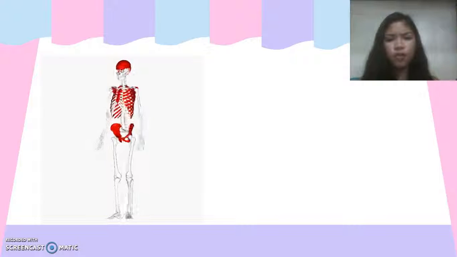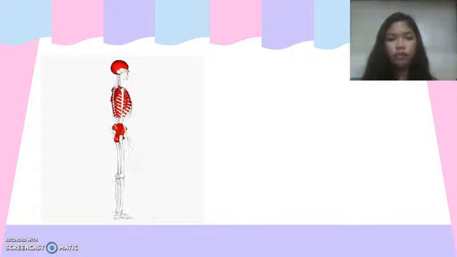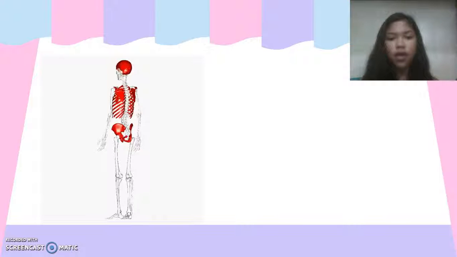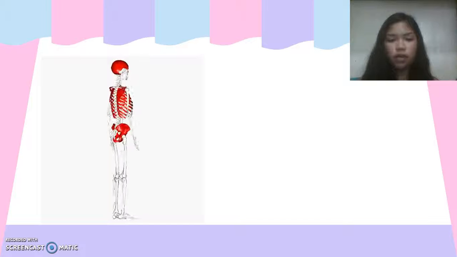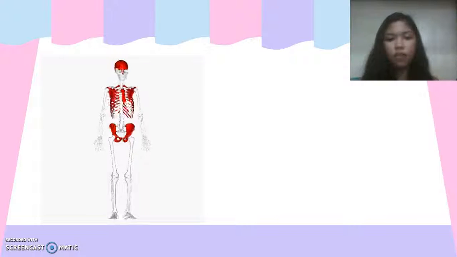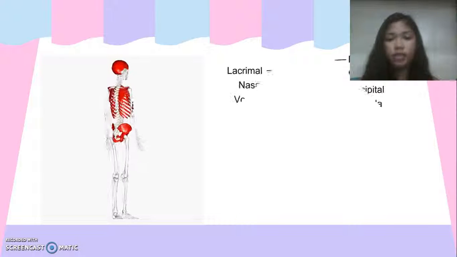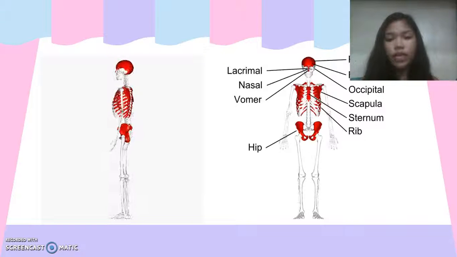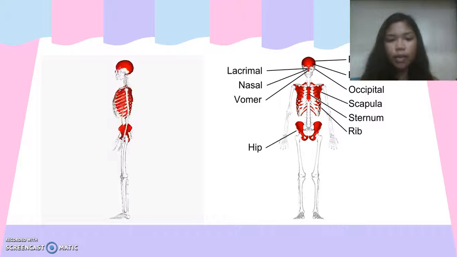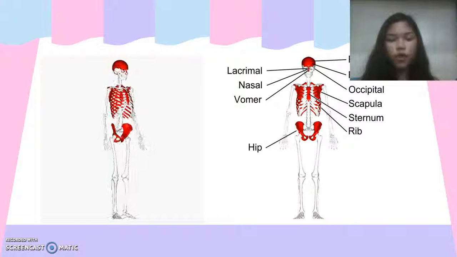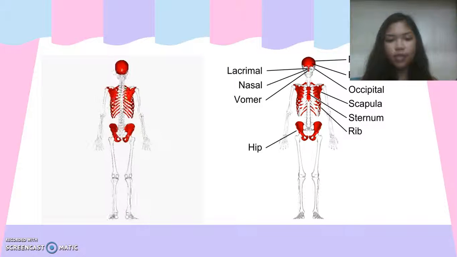These bones are expanded into broad, flat plates as in the skull, the pelvis, sternum, and the rib cage. The flat bones are the occipital, parietal, frontal, nasal, lacrimal, vomer, hip bone, sternum, ribs, and scapula.